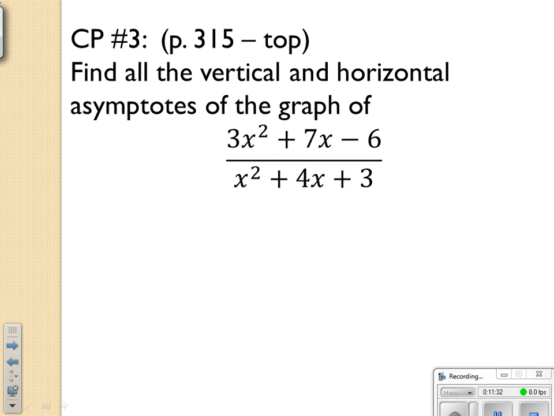Let's do it for this one here. Vertical ones first, at least I always find them first. I need to find those excluded values for my domain. So my denominator function is x squared plus 4x plus 3.